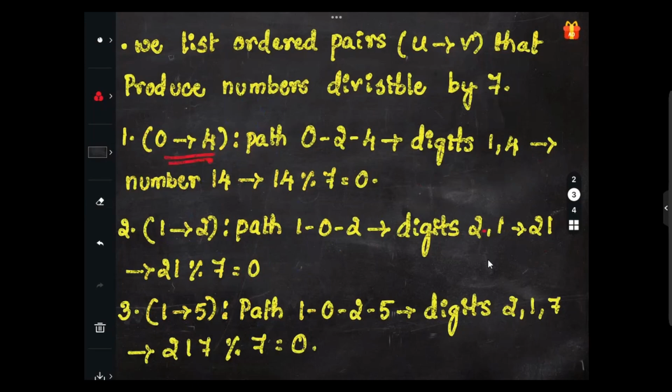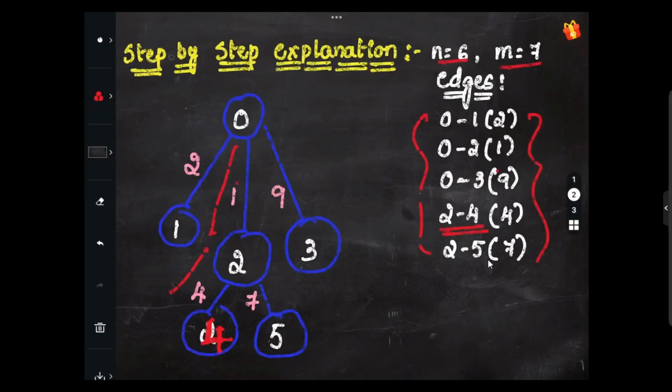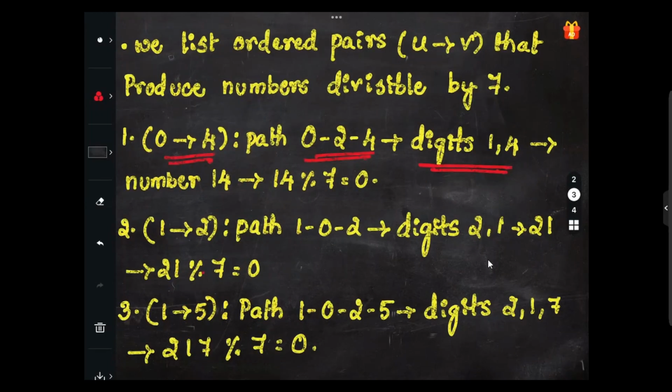So we have to move from 0 to 2, then from 2 to 4, right? So the digits are 1 comma 4, nothing but we are considering the values 1 and 4. So we'll get the number 14, and 14 modulo 7, as we need to use the mod, gives remainder 0. Same thing we will do for all the ordered pair list.